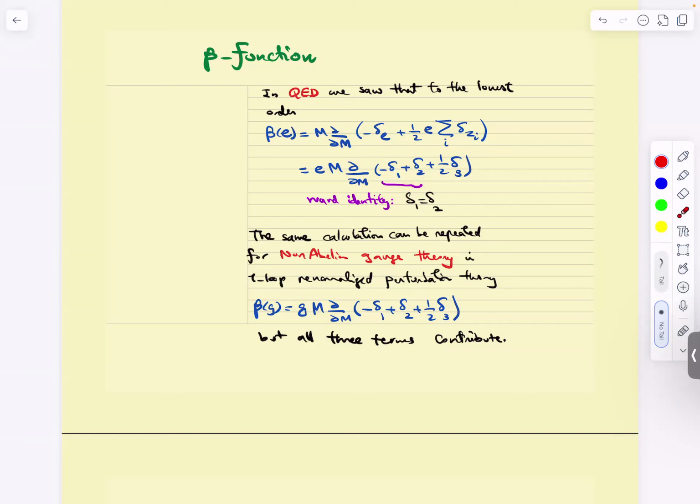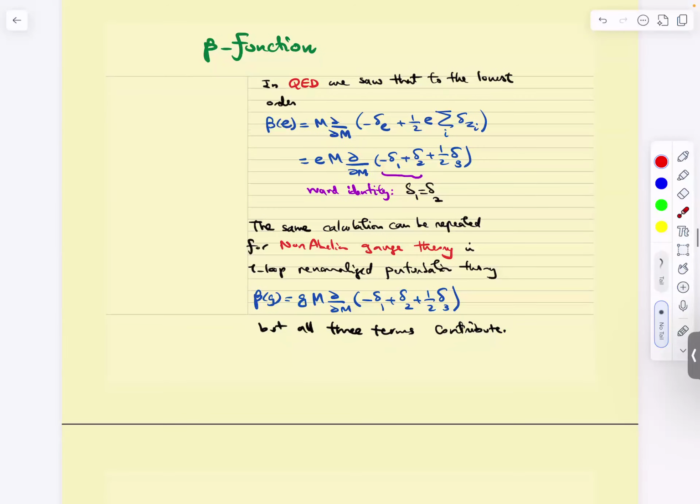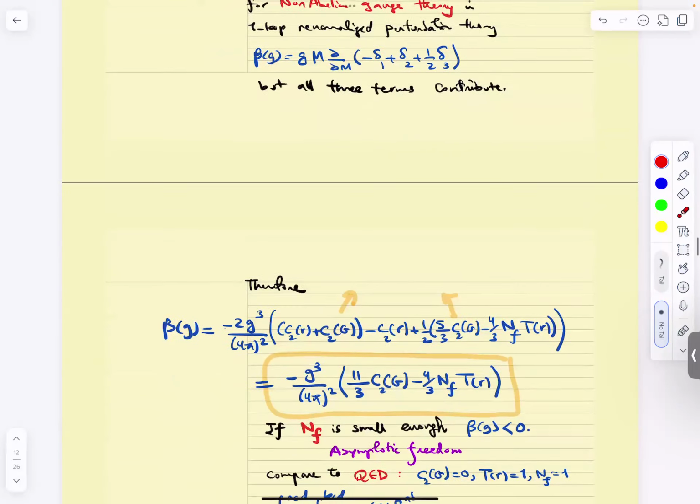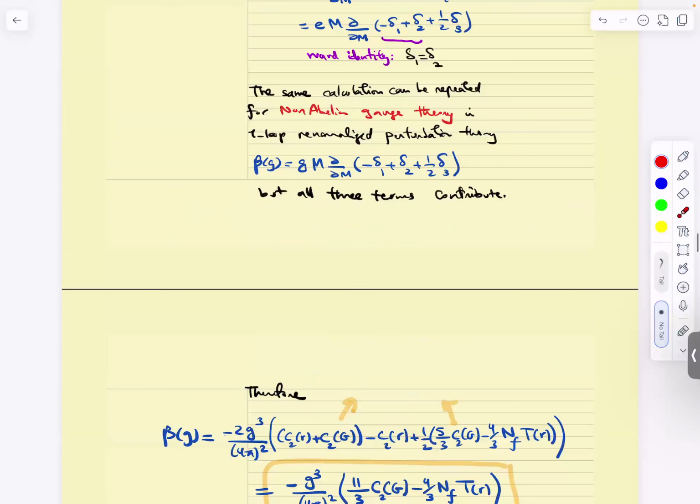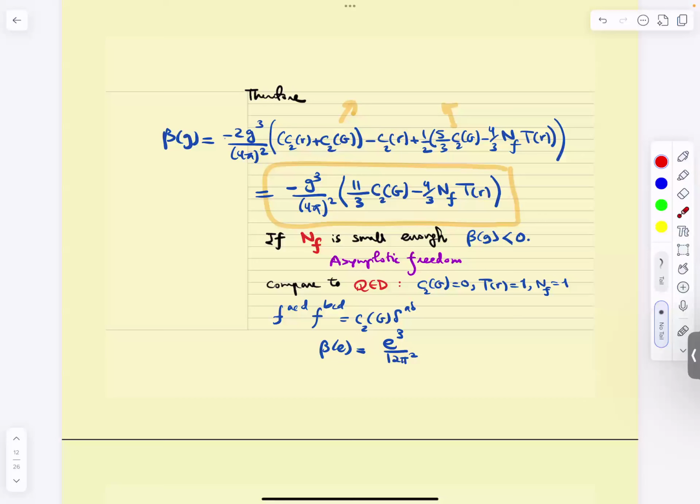Again, over there, Ward identities told us that delta 1 and delta 2 will cancel. The same cancellation will be repeated for non-abelian gauge theory in one-loop renormalized perturbation theory. This is what it looks like. But all the 3 terms will contribute. So plugging in for delta 1, delta 2 and delta 3 that we just calculated, we find that the beta function is minus 2 g cubed over 4 pi squared, C2 of R, C2 of G.